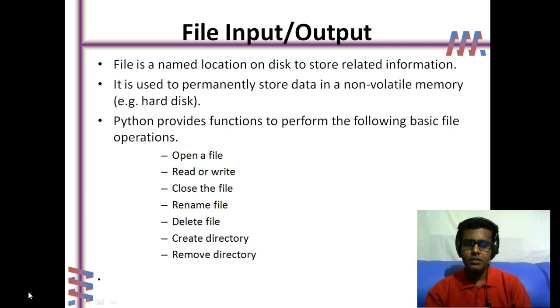A file is a collection of related information. We have a name for the file. It is otherwise called a named location on the hard disk. Here we are going to use files to store the data permanently on the hard disk. This is not the case with RAM, which is a volatile memory, but the hard disk is a non-volatile memory where you can store the files permanently.